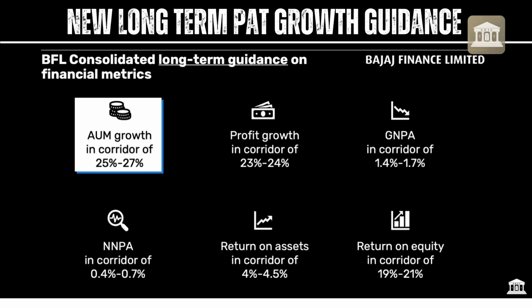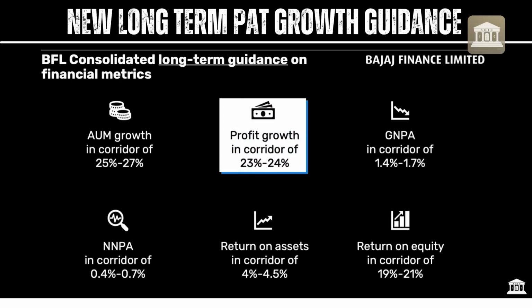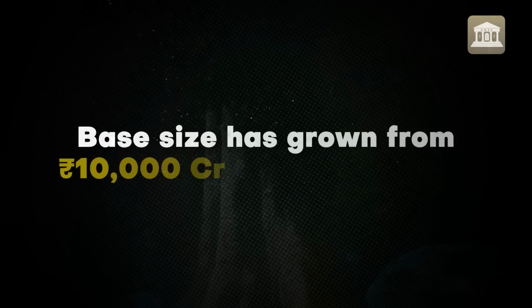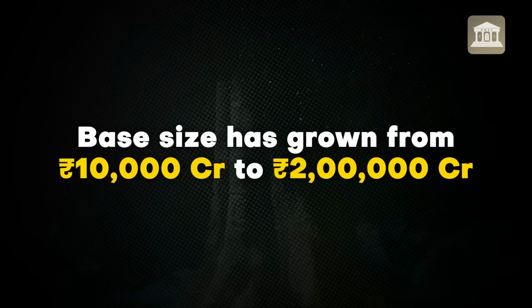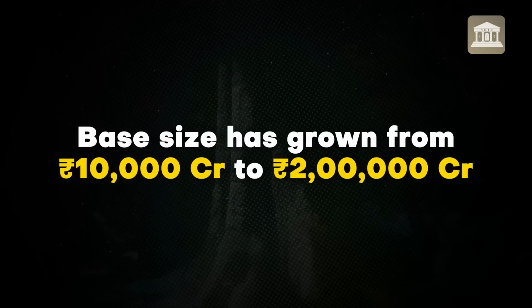And they have guided for a profit after tax growth of 23 to 24%, which used to be 51% for the last 15 years. So these are the key differences why the Bajaj Finance stock price has been going through a period of correction. Because the fast growth days of the past maybe aren't there for the future as well, because now the base size has grown. In the beginning, the base size used to be 10 or 20,000 crores, but today the base size is more than 2 lakh crores.